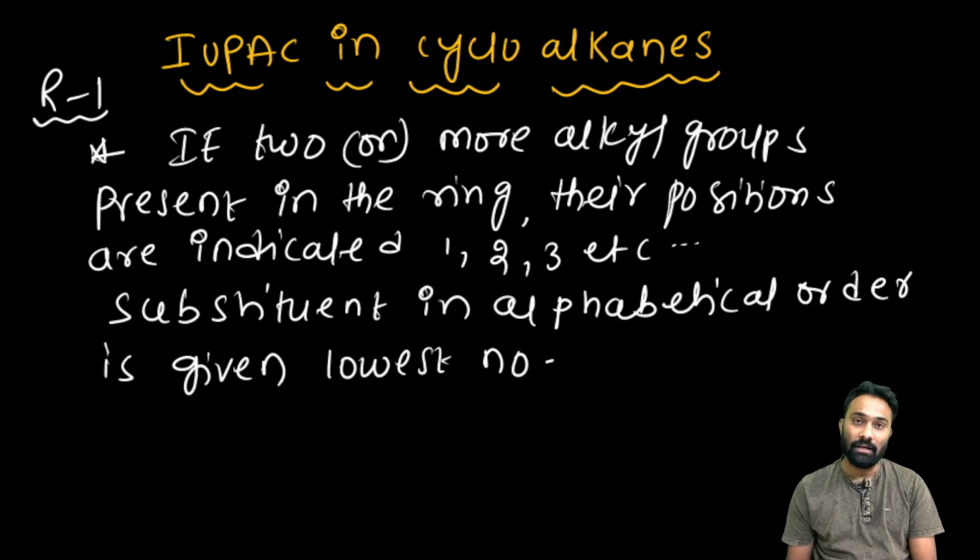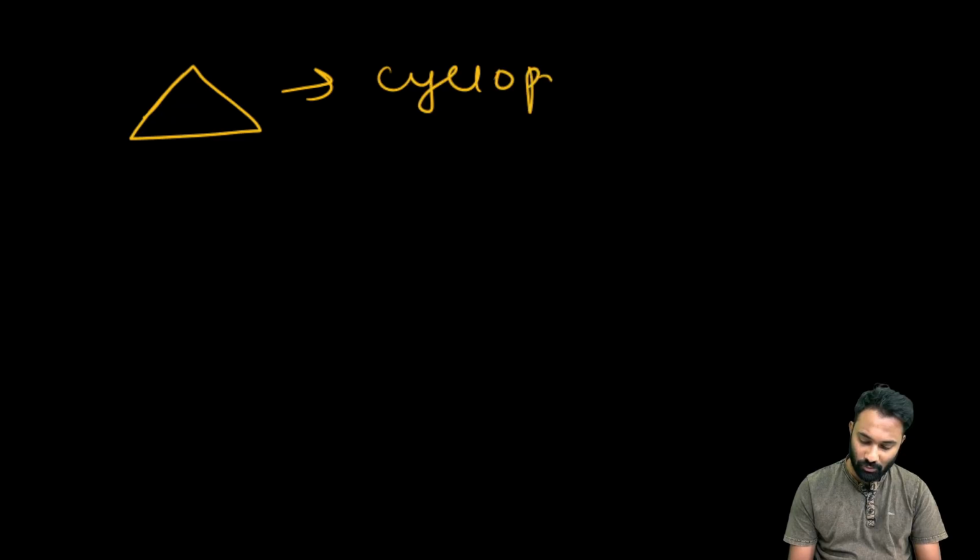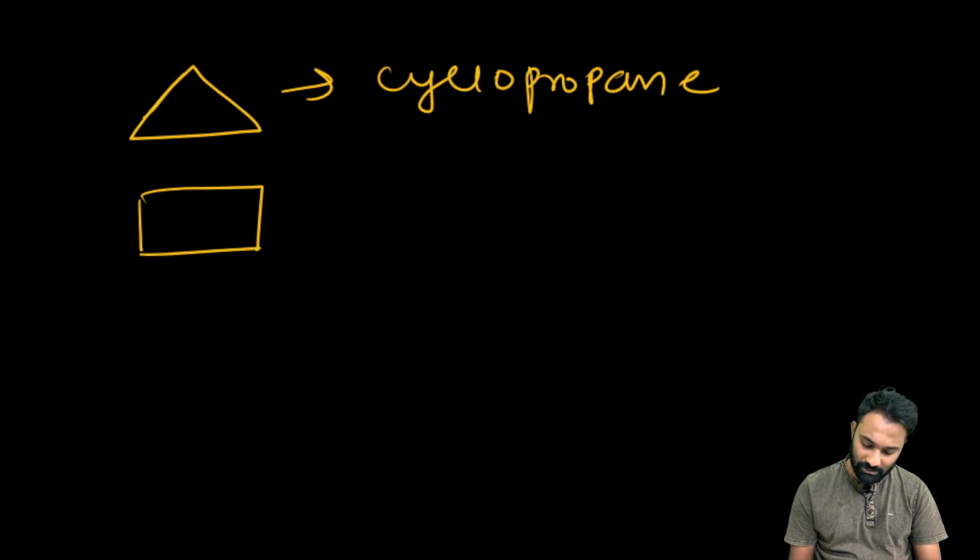IUPAC in cycloalkanes. Now if any cycloalkane is given, how to write the IUPAC name? Sir, what are the cycloalkanes, sir? Now I will say what the cycloalkanes are. Now if 3-member rings are given, this is cyclopropane.